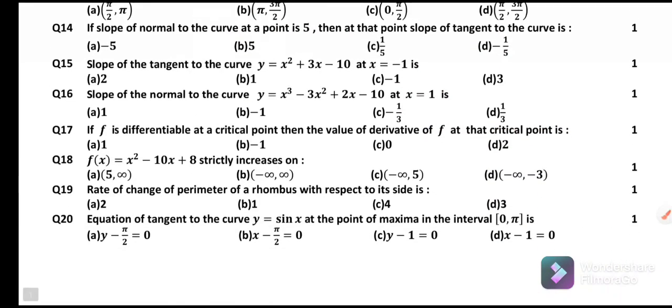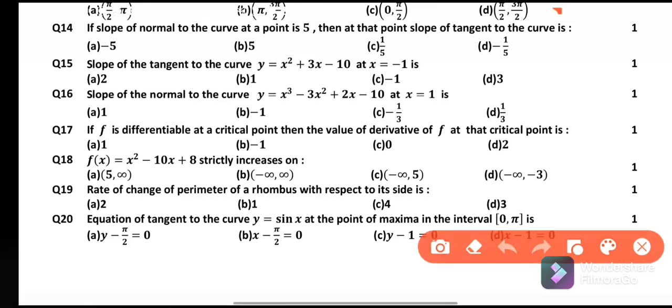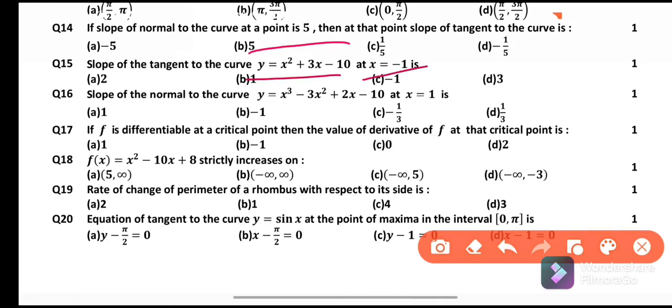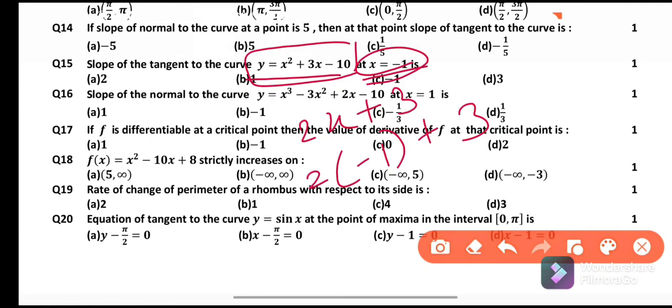Next, question number 15. Slope of the tangent to the curve y is equal to x square plus 3x minus 10 at x is equal to minus 1. Now slope of tangent, that is, differentiate this equation. dy by dx is equal to 2x plus 3. Now at x is equal to minus 1, 2 multiplied by minus 1 plus 3, that is minus 2 plus 3, which is further equal to 1. So answer is A option.